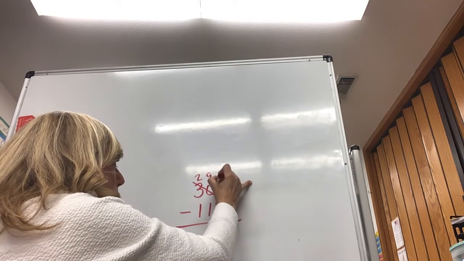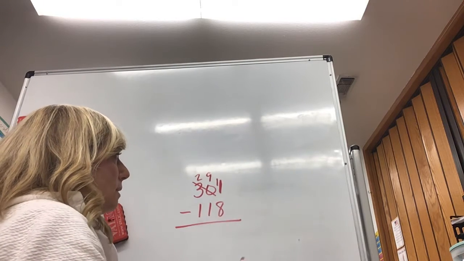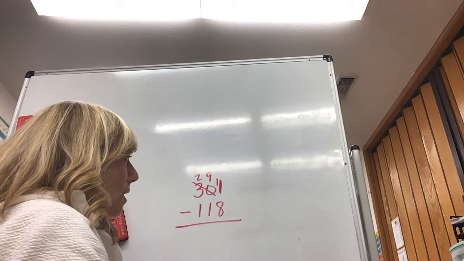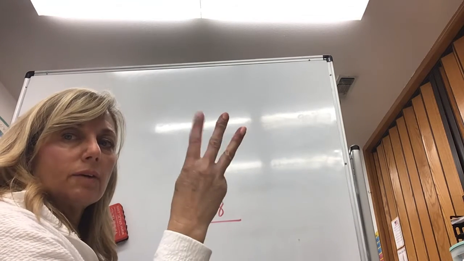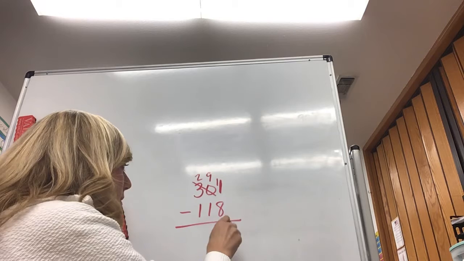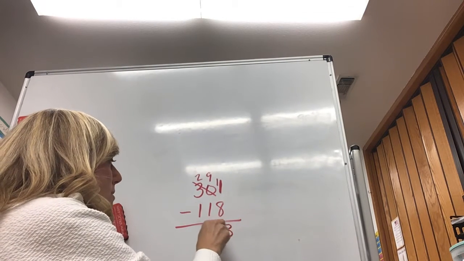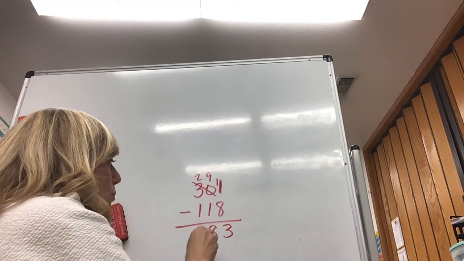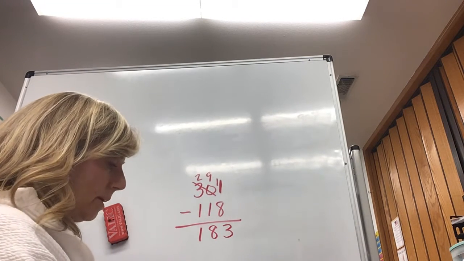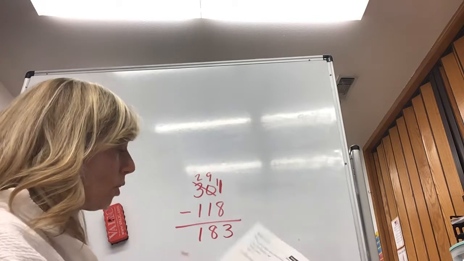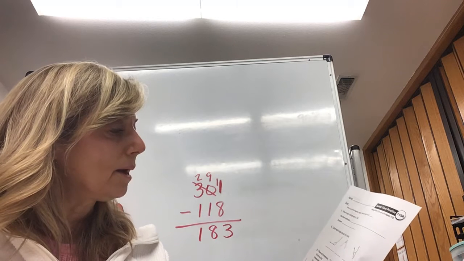And I'm going to put my 1 right here. So now I've got 11 and I'm subtracting 8. So I always count up: 8, 9, 10, 11. So that gives us 3. 9 minus 1 is 8. 2 minus 1 is 1. So we end up with 183. Okay, so I think the rest of it you'll do okay.